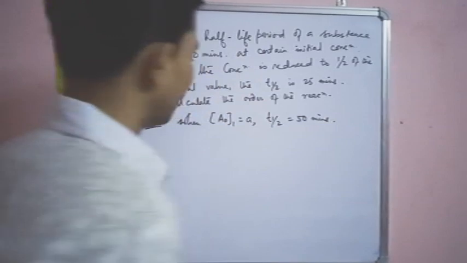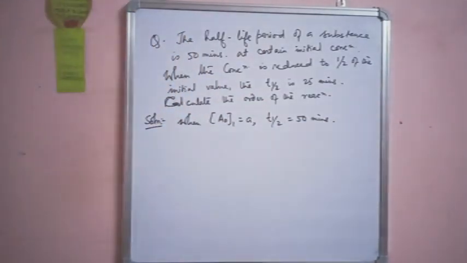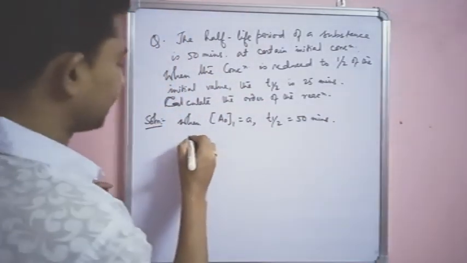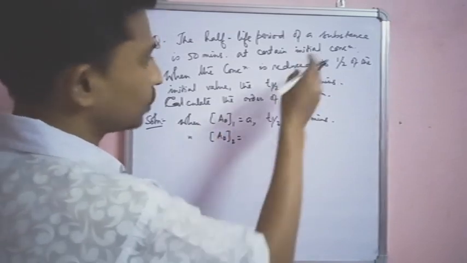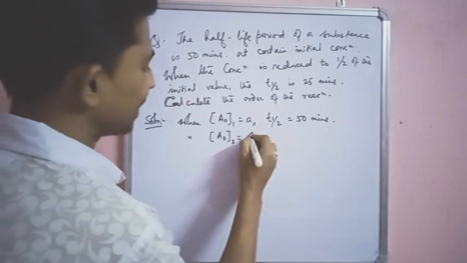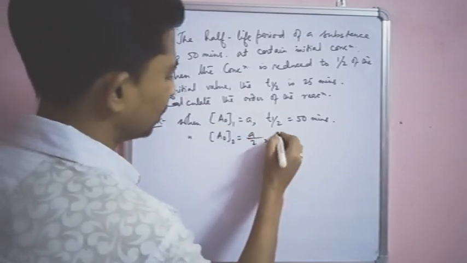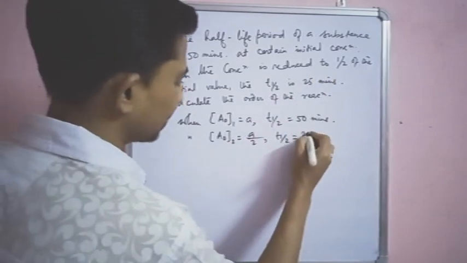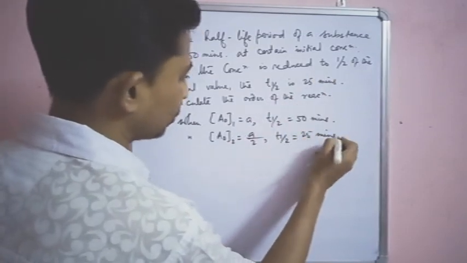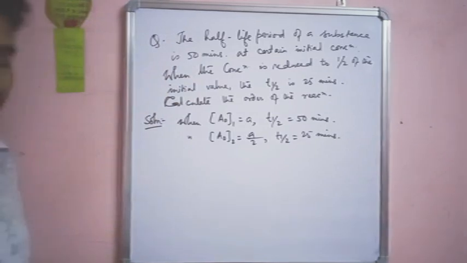Okay. When A0 2 is equal to 1/2 of the initial value, means A by 2, तो t half होता है 25 minutes. Okay. So these are two things given in our question.